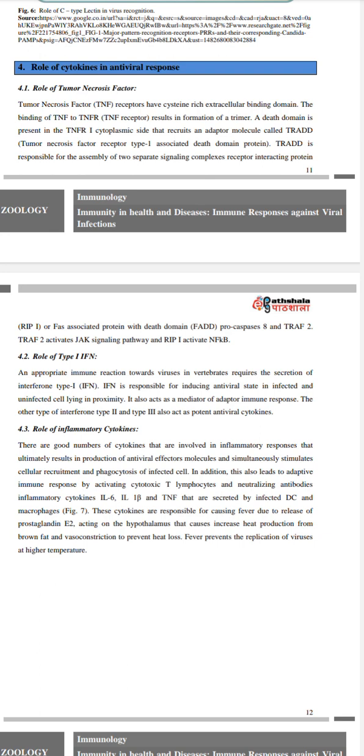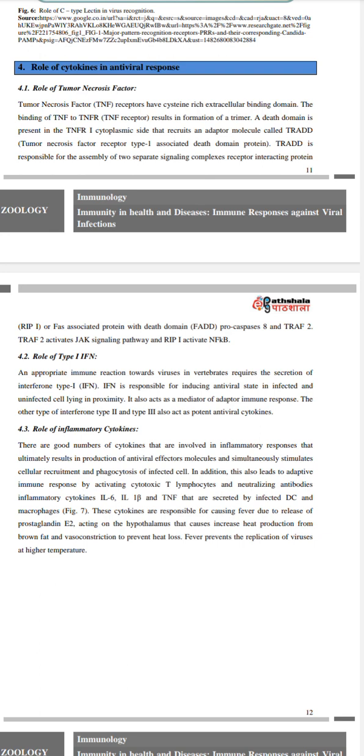Role of inflammatory cytokines. There are a good number of cytokines involved in the inflammatory response that ultimately result in production of antiviral effector molecules and simultaneously stimulate cellular recruitment and phagocytosis of infected cells. In addition, it also leads to adaptive immune response by activating cytotoxic T lymphocytes and neutralizing antibodies.